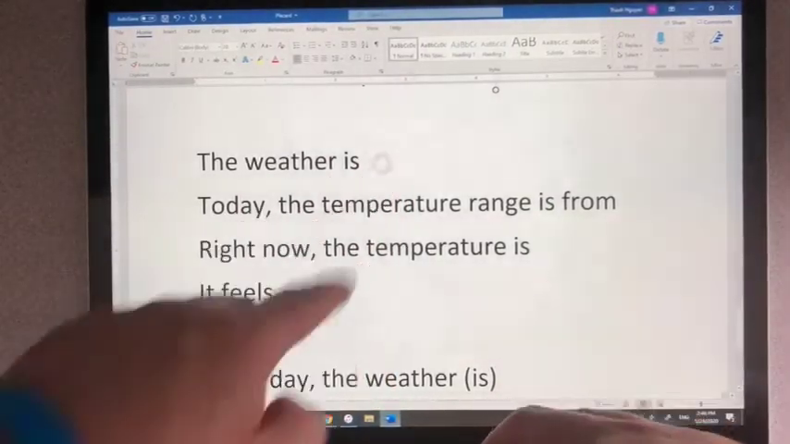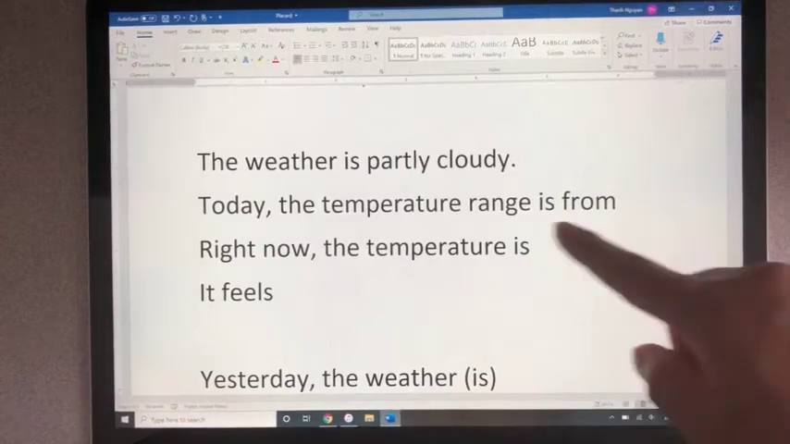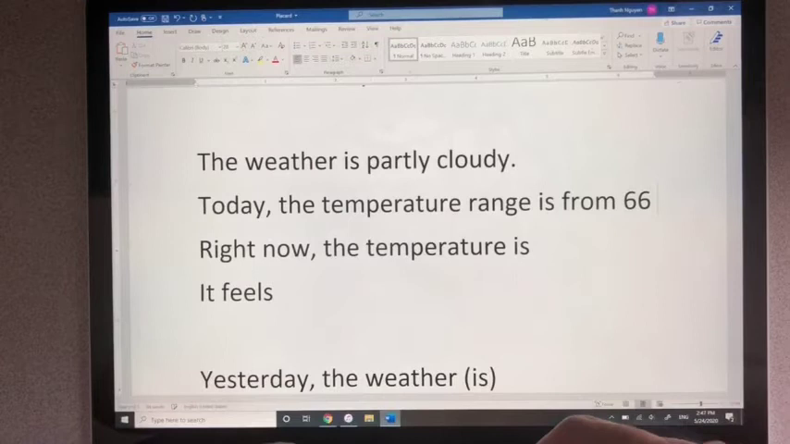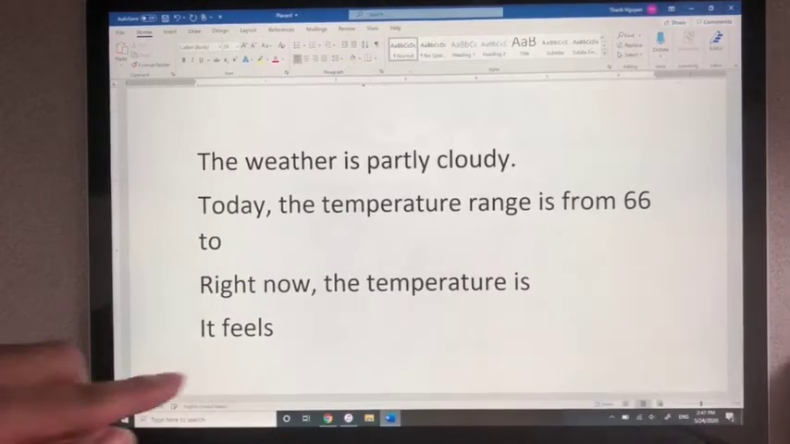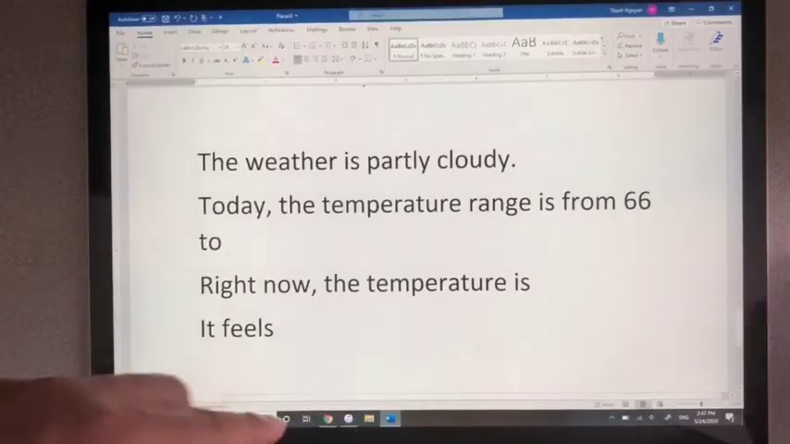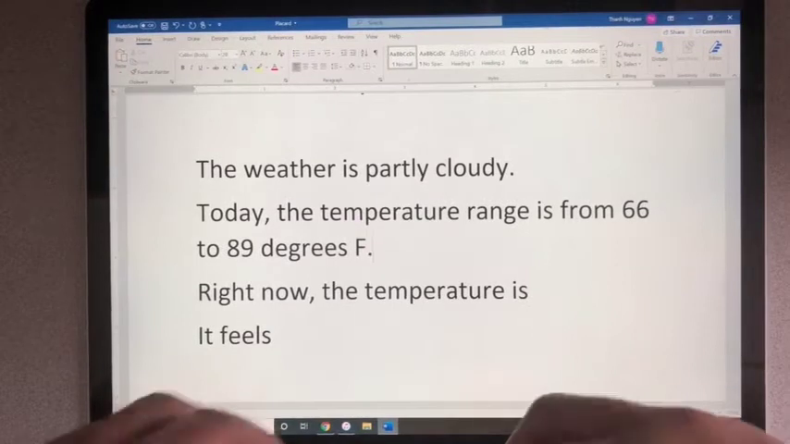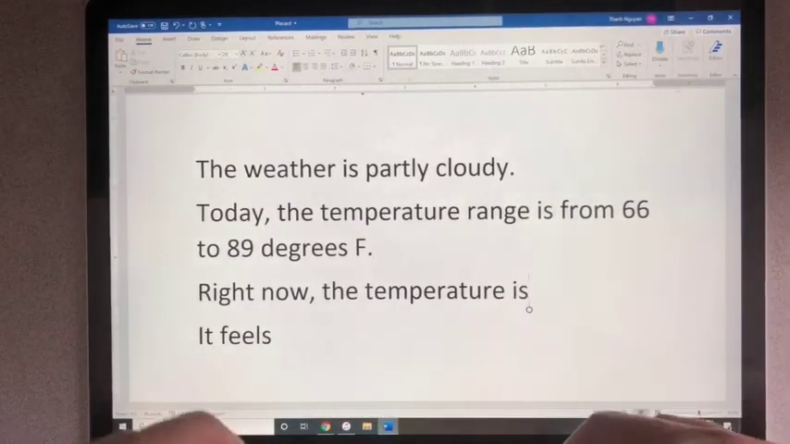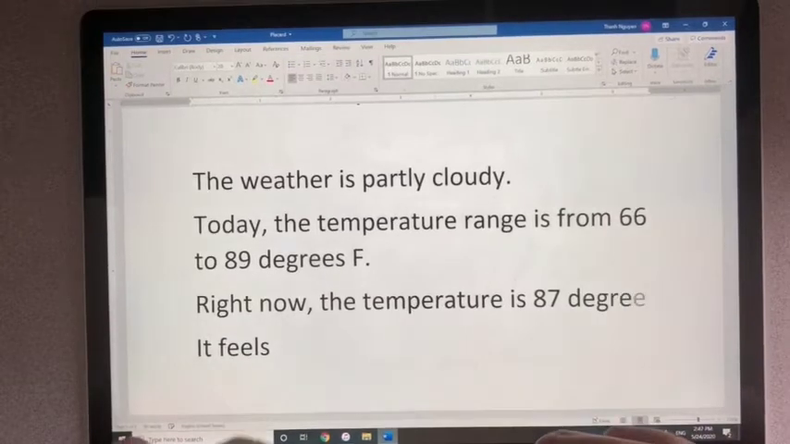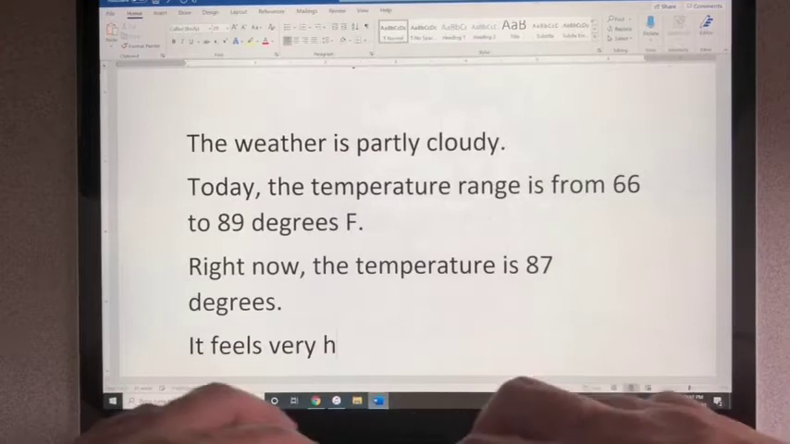So, the weather is partly cloudy. Today, the temperature range is from 66 to 89 degrees. Right now, the temperature is 87 degrees. It feels very hot.